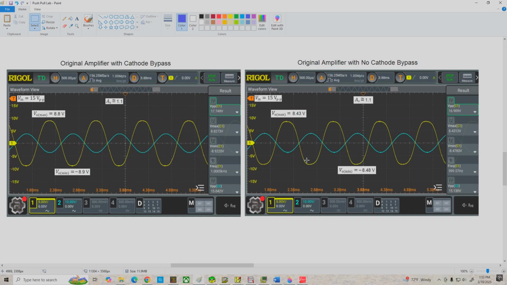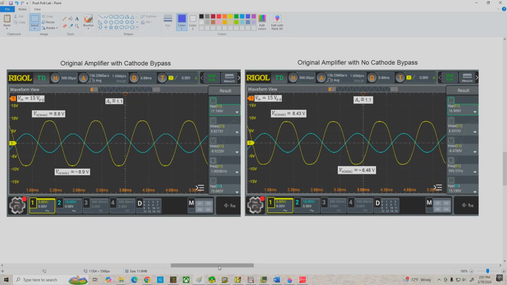If we had more asymmetry or mismatch between the two output tubes, it might matter more. But if they're reasonably well matched, it really doesn't seem to make that much difference whether we bypass the cathode or not.